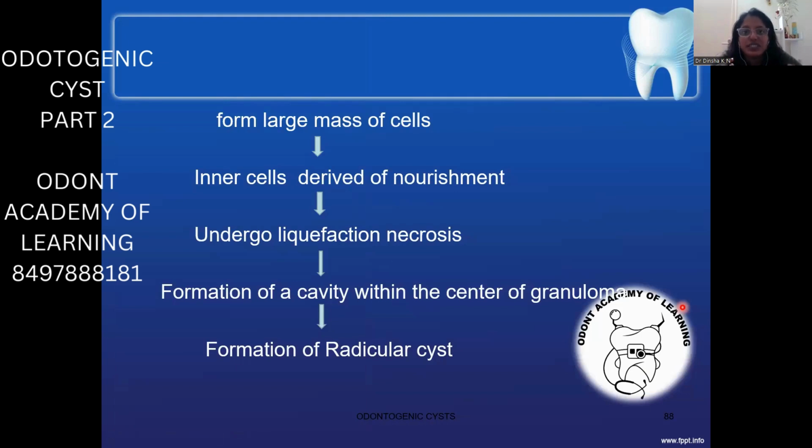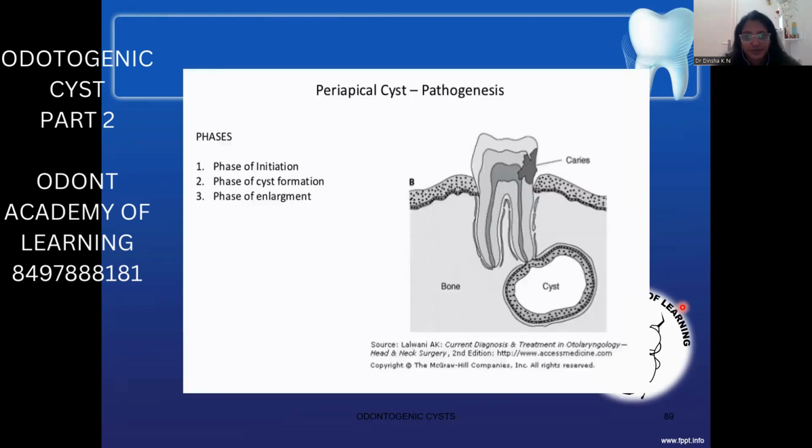What happens when it is increasing in size? The cells in the center, or the inner area, will be deprived of the nourishment coming from the connective tissue area. So the cells in the center will undergo a liquefaction necrosis, and that will form a cavity in the center of the area, which is becoming a cyst. So there is a cavity in the center, and surrounding it you have those proliferating epithelial cell rests, and next to that you have the vascular supply coming from the connective tissue, and that creates a cyst.